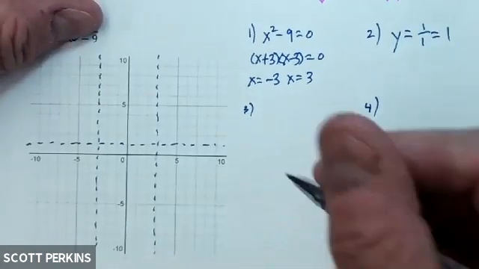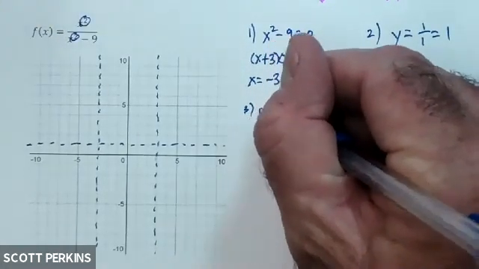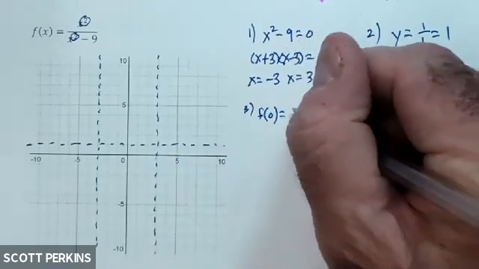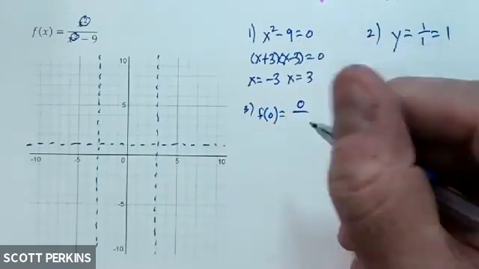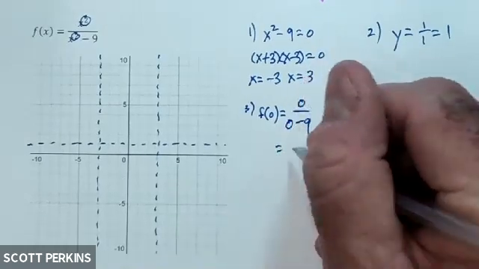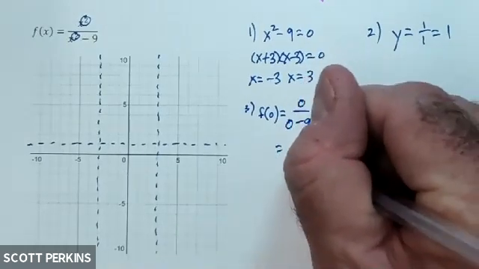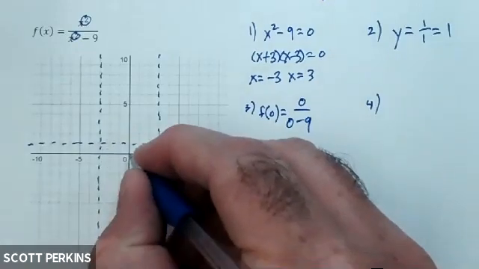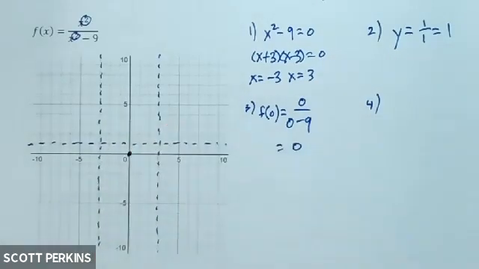All right, when I plug in 0 into this, the function value at 0. In the numerator, I have 0 squared, or 0. In the denominator, I have 0 squared minus 9. And so when 0 is in the top, 0 divided by anything is 0. So that is the point (0, 0).